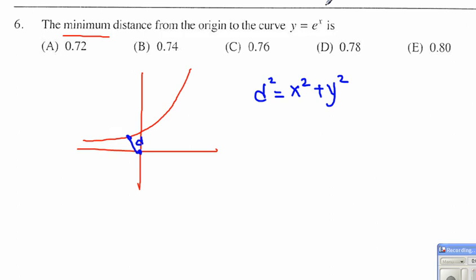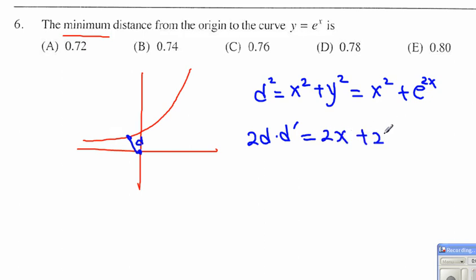Now here, y in fact is e to the x. So when we rewrite this, it becomes x squared plus e to the 2x. That's what we end up getting. And then as you take the derivative, 2d times d prime is equal to 2x plus 2e to the 2x. Now this has to be equal to 0. What does that mean? It simply means that by dividing by 2, x plus e to the 2x has to be equal to 0.